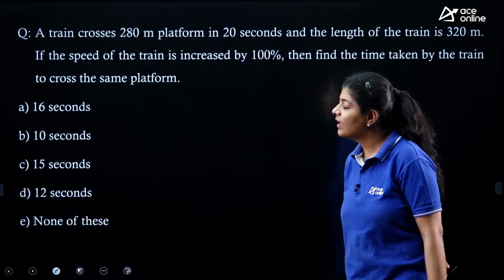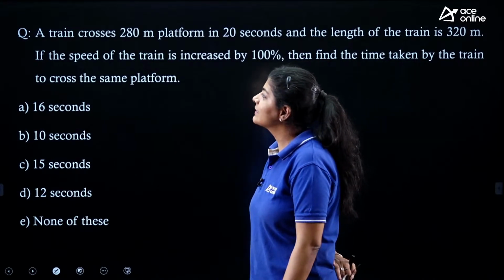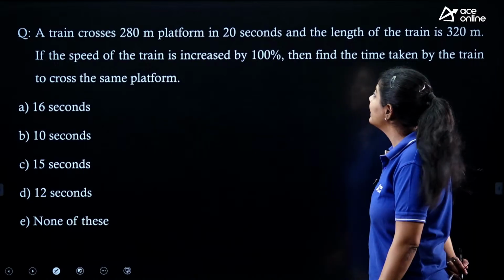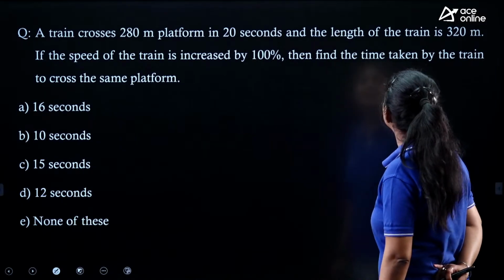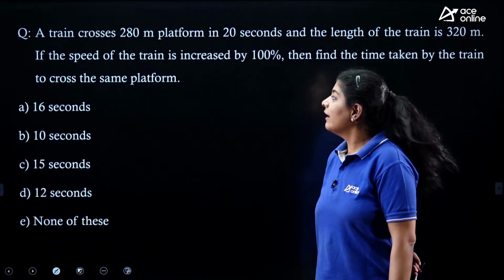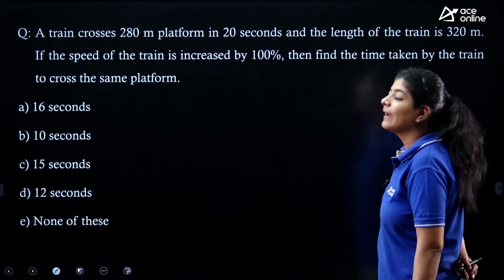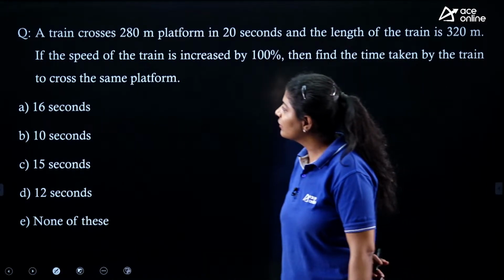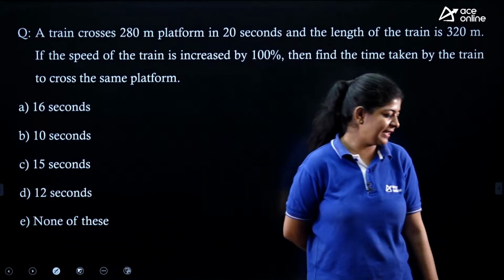Next. The next question says that a train crosses a 280 meter platform in 20 seconds and the length of the train is 320 meters. If the speed of the train is increased by 100%, then find the time taken by the train to cross the same platform. It's a very easy one.